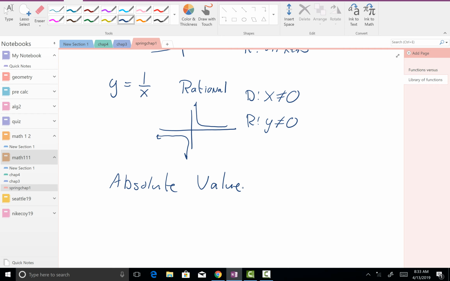Okay, what is the domain going to be of that? What's the domain? All real numbers, okay? Again, we're looking at the x's. If I fold that V down, it's going to cover everything on the x-axis. All right, what about the range? Looking at the y's. Greater than or equal to 0, okay?